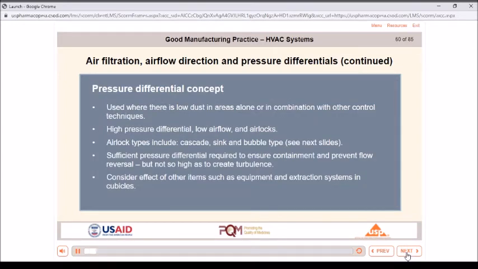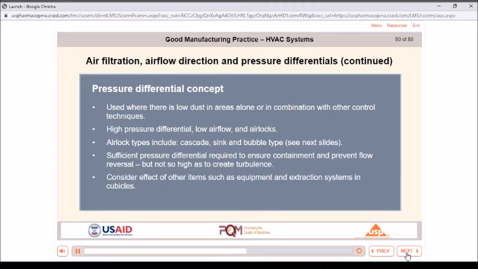Air filtration, airflow direction, and pressure differentials continued. Pressure differential concept. Used where there is low dust in areas alone or in combination with other control techniques. High pressure differential, low airflow, and airlocks. Airlock types include cascade, sink, and bubble type.